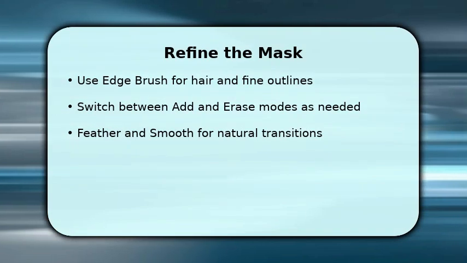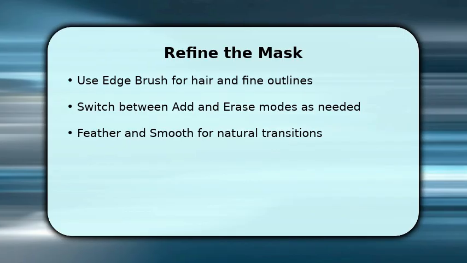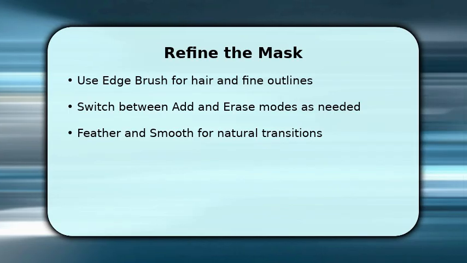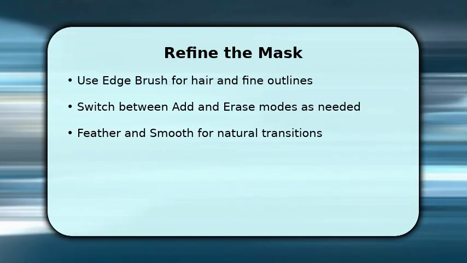Now refine the selection so the subject blends correctly with any new background. Use the edge brush to capture hair, fur, or thin objects. Toggle Add and Erase to correct overreach. Once the outline is accurate, apply Feather to soften the edge and Smooth to remove jagged pixels. This prevents halo effects. If background removal left gaps, use Clone or Heal briefly.